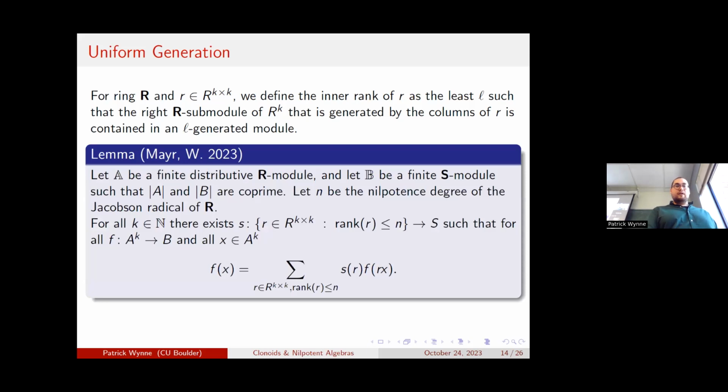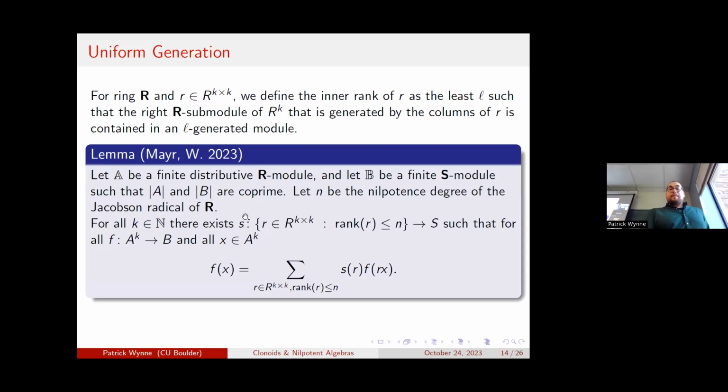So now, just like for the Z_p case, I had that example of a binary function generated by its unary minors that didn't depend on the function f itself. And here we have something similar. For the exact same setup as before, A is finite and distributive, and B is a finite S-module, and the two modules are co-prime.